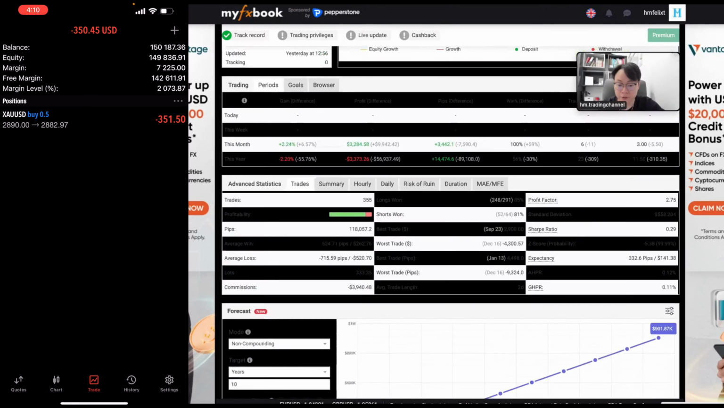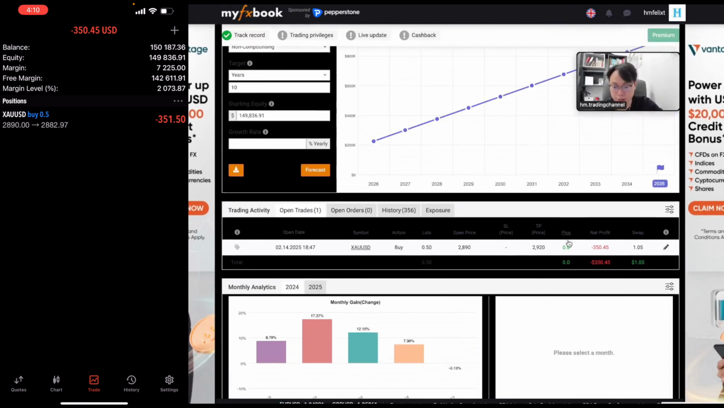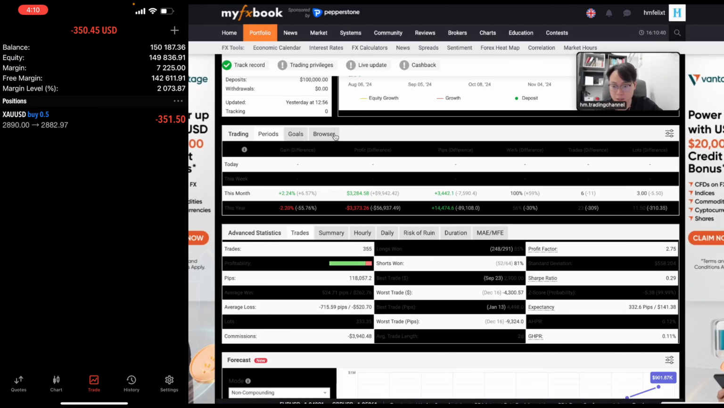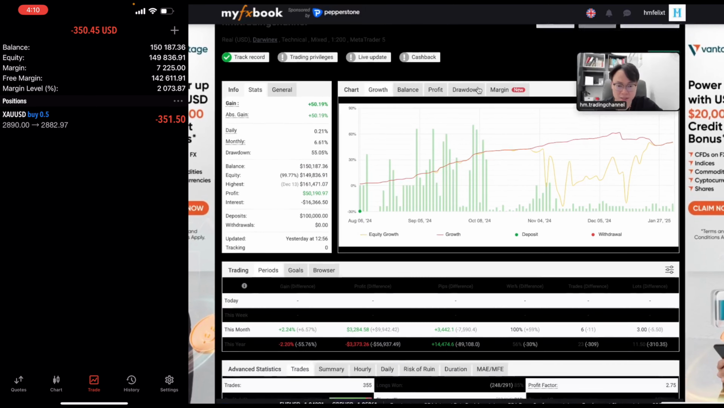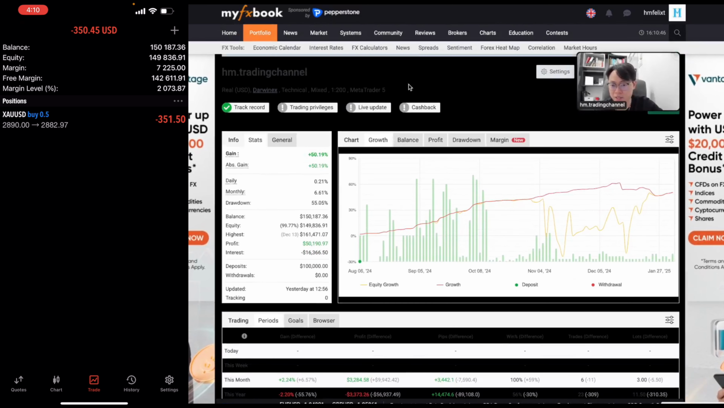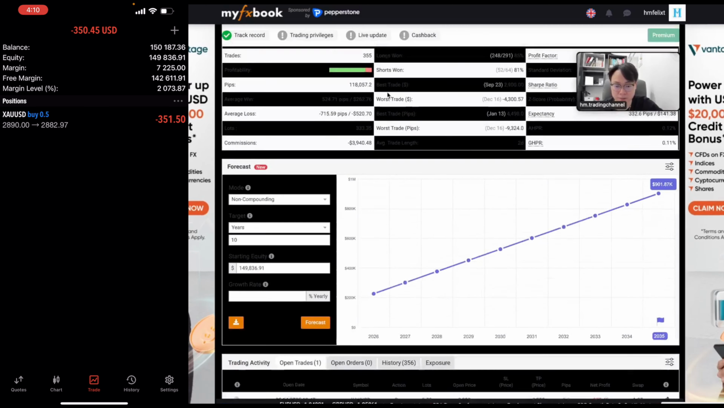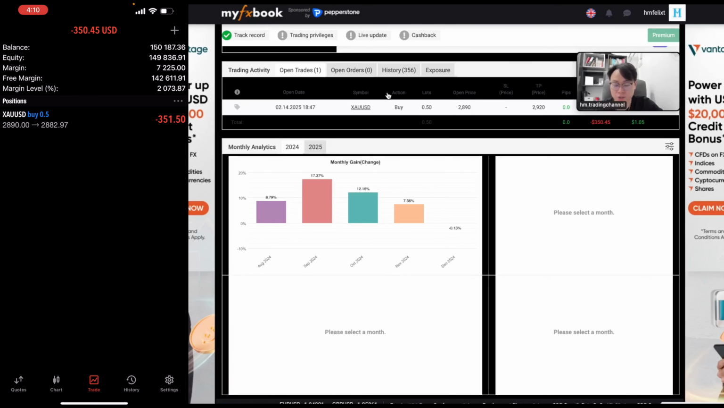So for the growth right here, we're going to check out the growth. I'm not sure why this Myfxbook turned black as the background, but you can see again, this is a Darwinex account, 1 to 200 leverage on MT5. All right, so we go into the growth right here.